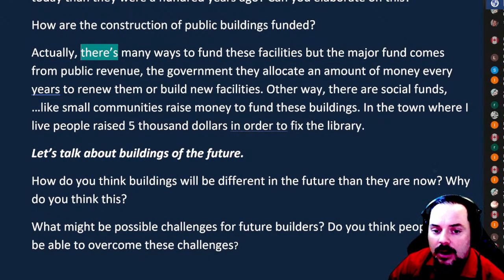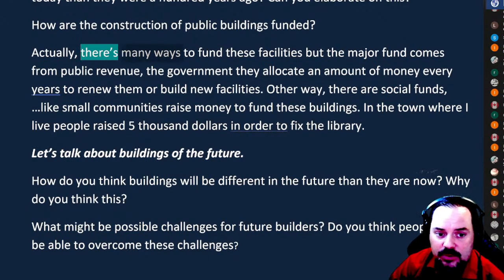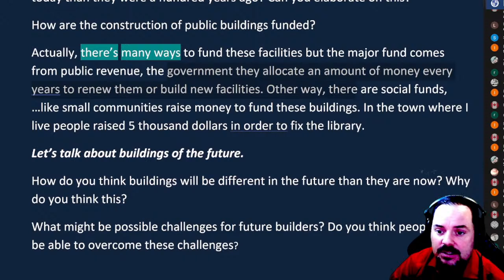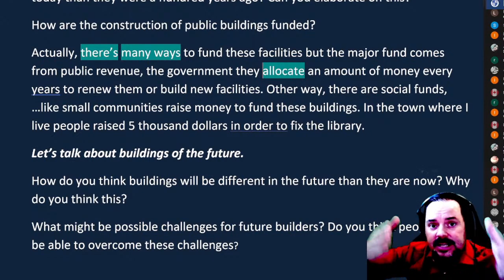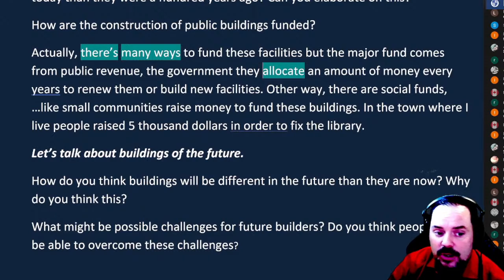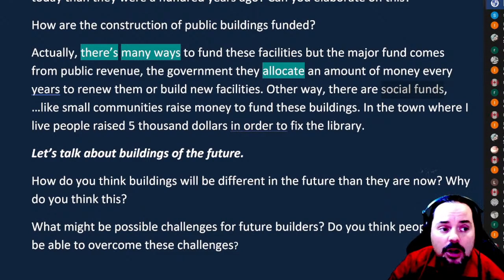Now, you were very smart that you didn't just tell me about the government, because you said many ways, right? So I was hoping that you would give me at least two ways if you're going to say that, and you did that. So you said government funds, they allocate. I really like the word allocate. That's nice vocabulary. Allocate means to dedicate to a certain direction, allocate money here. So that was good vocabulary. And then you said social funds. That was a really nice collocation.